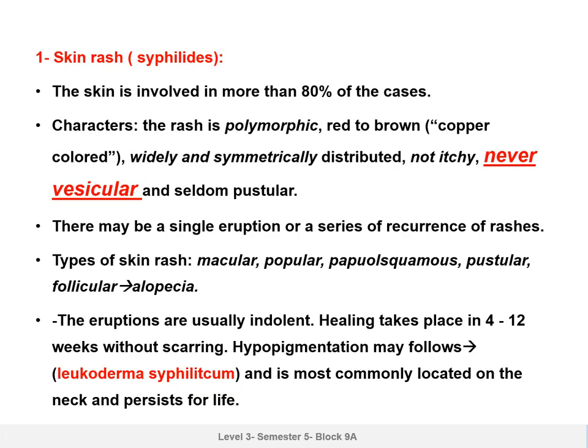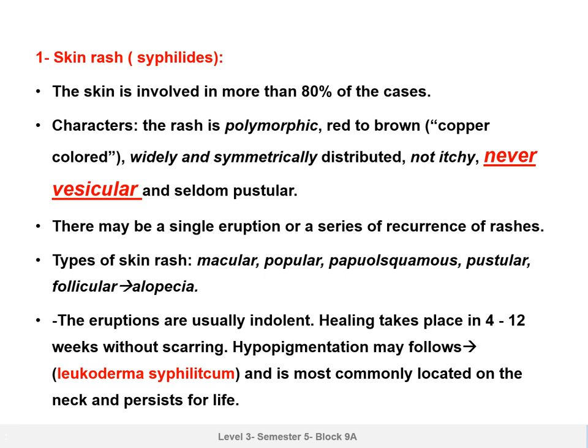In the skin rash of syphilis, the skin is involved in more than 80% of cases. The rash is polymorphic, widely and symmetrically distributed, but it is never vesicular. It is very important to know that the lesions are polymorphic but never vesicular.